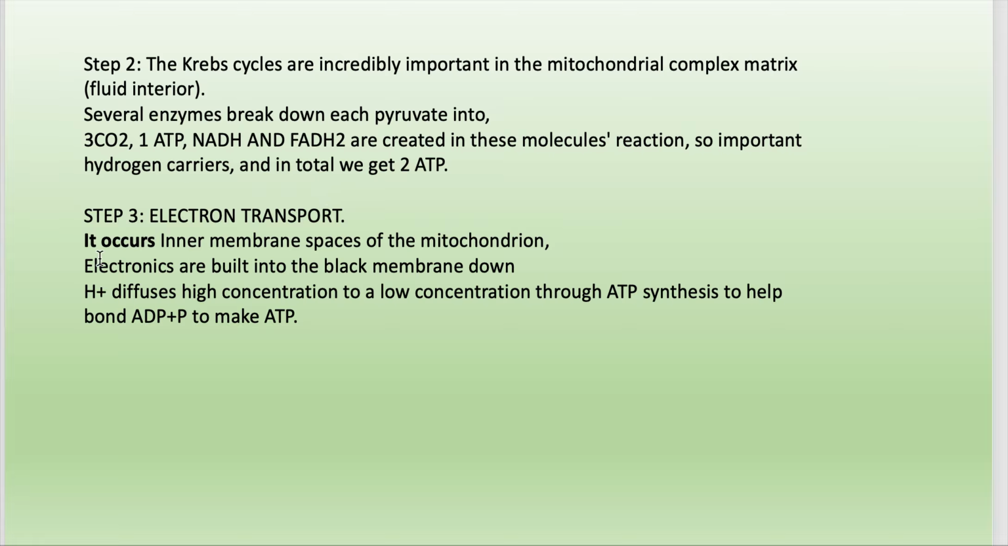Electron transportation, after glycolysis or the Krebs cycle, occurs in the membrane spaces of the mitochondria. Electrons are filtered into the block of membranes. Water is formed. Hydrogen diffuses from high concentration to low concentration through ATP synthase to help bond ADP plus phosphate to make ATP.